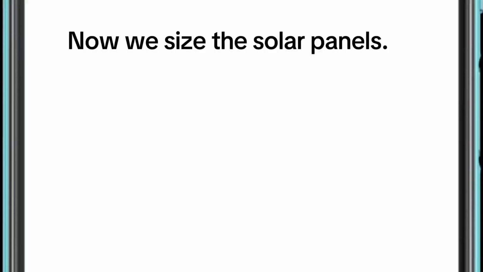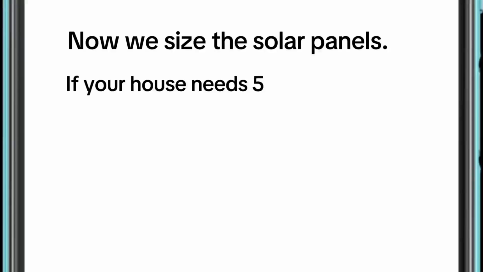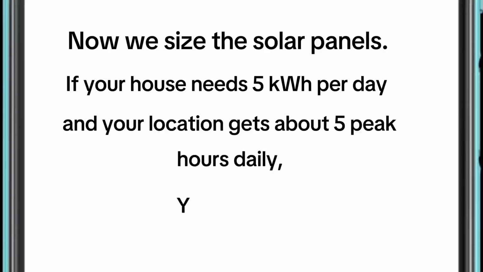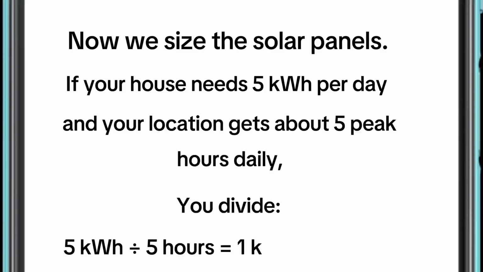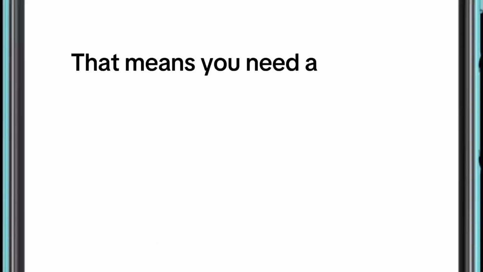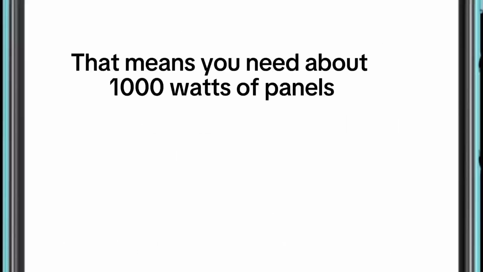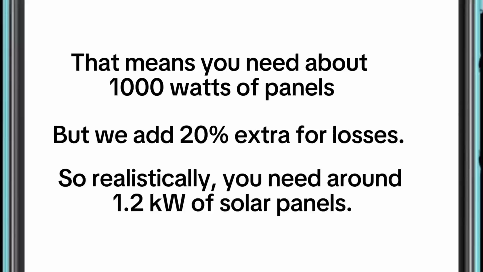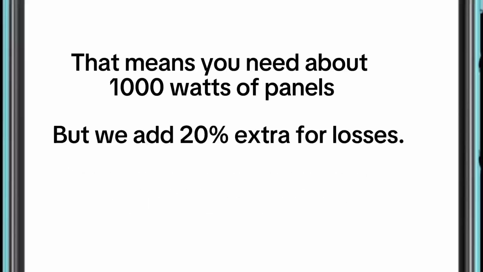Now we size the solar panel. If your house needs 5 kilowatt hours per day and your location gets about 5 peak sun hours daily, you divide 5 kilowatt hours by 5 hours equals 1 kilowatt solar array. That means you need about 1000 watts of panel. But we add 20% extra for loss. So realistically, you need around 1.2 kilowatts of solar panel.